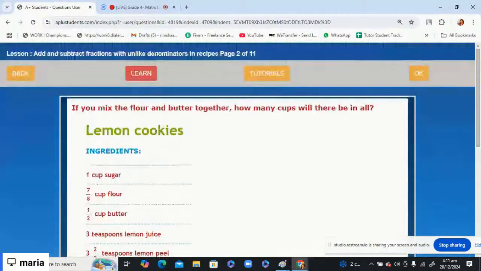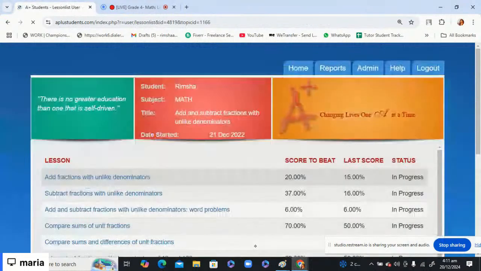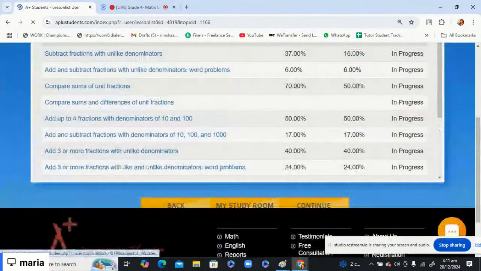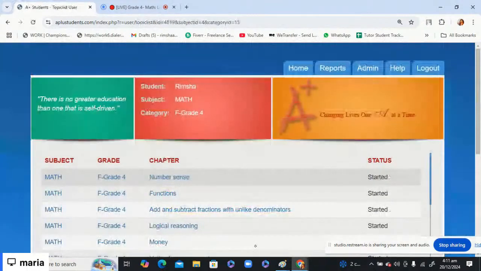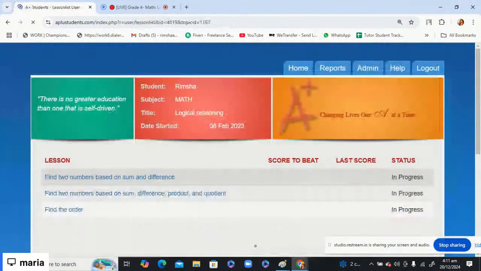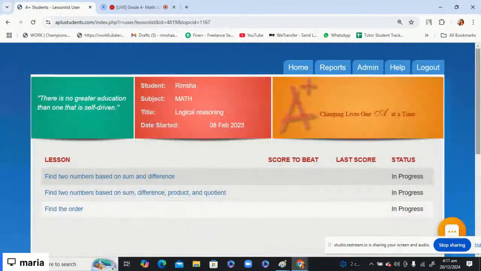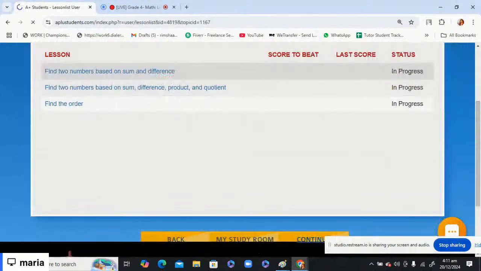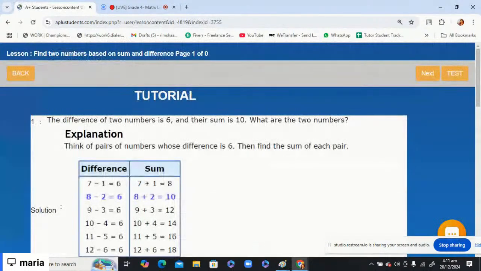Okay, hope you guys understand this lesson. Solve the rest of the test questions for this lesson by yourself. Okay, now let's start the next. So this chapter is completed, so let's move to our next chapter, logical reasoning, and start the very first topic for that: find two numbers based upon the sum and the difference. So let's do it.